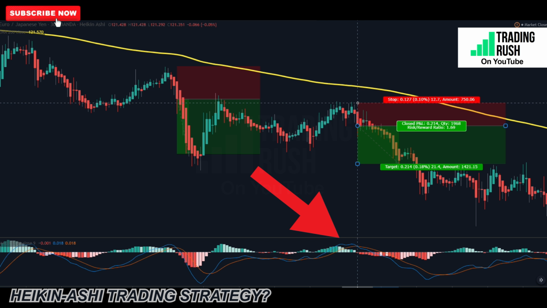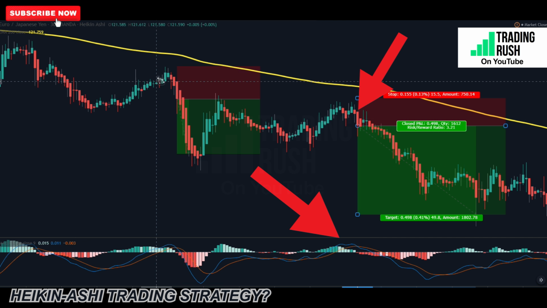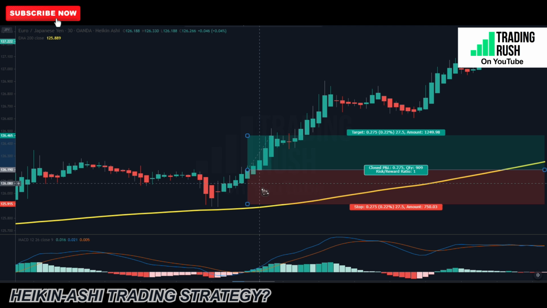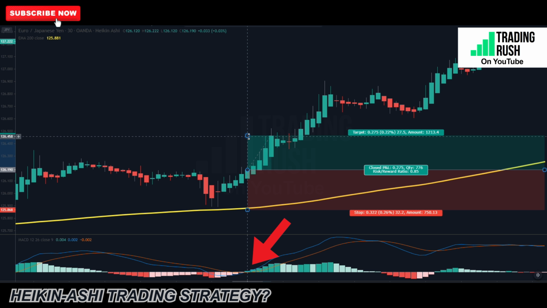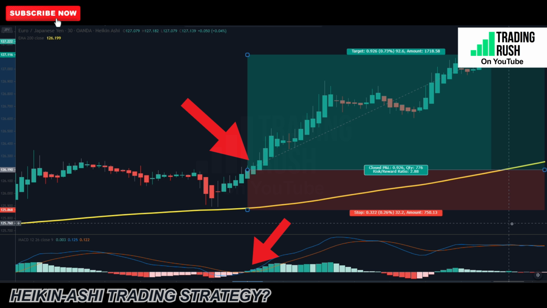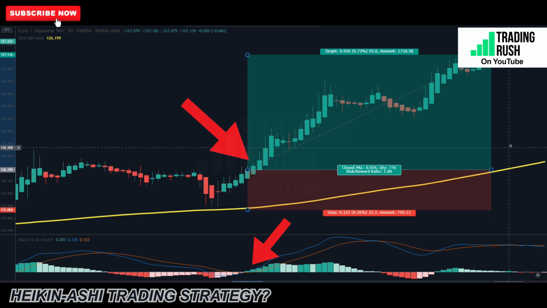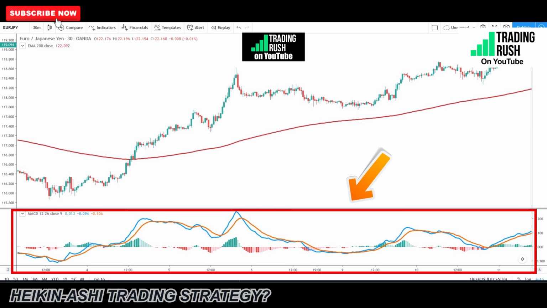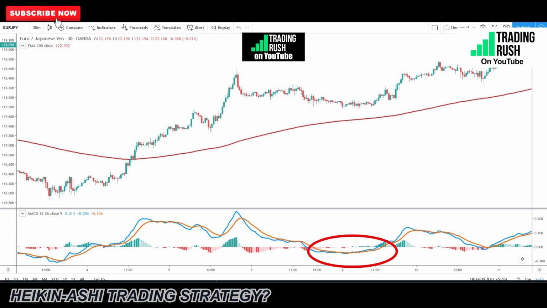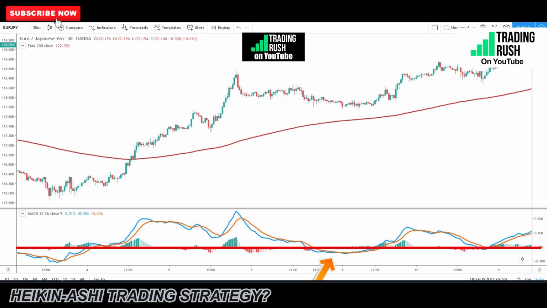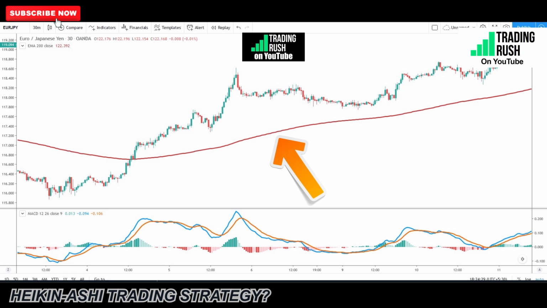If the MACD is giving a sell signal, wait for the Heikin Ashi candle to indicate a strong downtrend. Similarly, if the MACD is giving a buy signal, wait for the Heikin Ashi candle to indicate a strong uptrend. If you don't know anything about the MACD strategy, check my MACD video on this channel. MACD strategy is one of the best trading strategies out there.